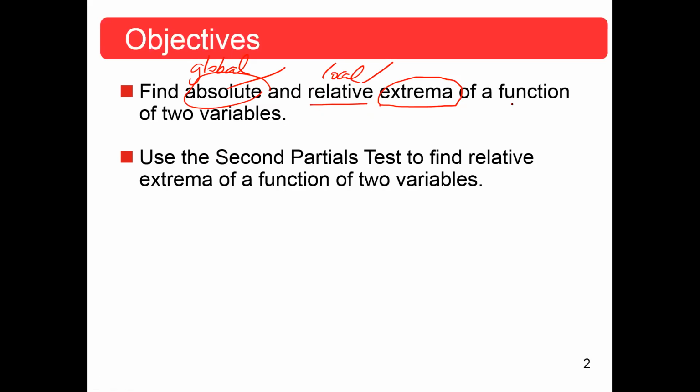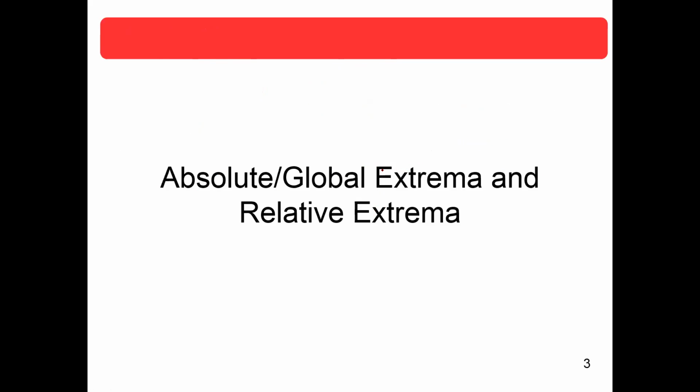We are focusing this time on functions of two variables, right? We also will introduce a test which is the so-called second partial test. The second partial test is used to find relative extrema. It's used to determine whether this is a relative max or relative min of a function of two variables. So these are the two tasks we want to do today. First of all, concept-wise, let's try to be able to identify what is absolute extrema, what is relative extrema, or what is global extrema, what is local extrema.